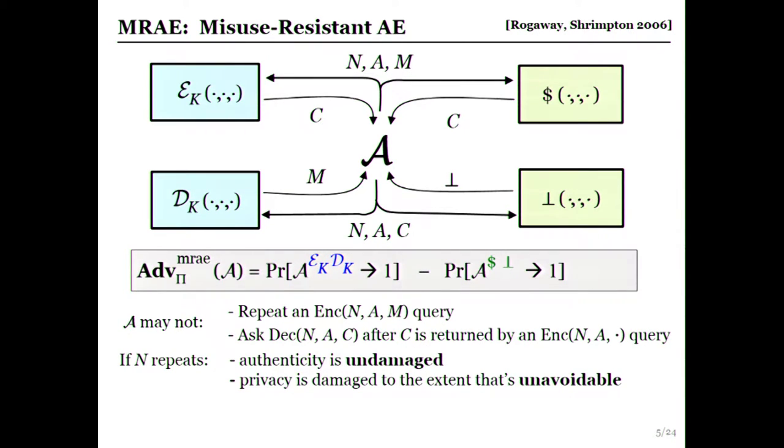The intuition behind this definition is that when the nonce does repeat, authenticity is completely undamaged, and that privacy is undamaged only to the extent that is inherently unavoidable. In a deterministic scheme, we can't help but release repetitions of N, A, M triples, and that's all that's being released. I'd like to point out, though, that any scheme that meets this definition can't possibly be online. And the reason is very simple. In order to have these two worlds look the same, the first bit of the ciphertext has to depend on the last bit of the plaintext. Otherwise, we'll have a trivial distinguishing attack. So we need to somehow save up the entire plaintext.